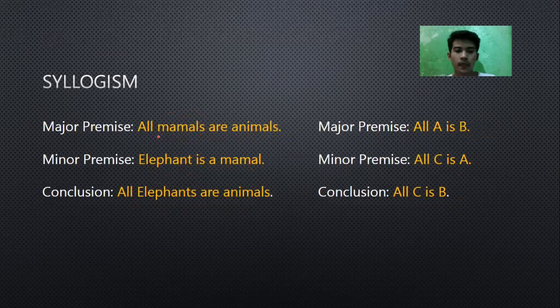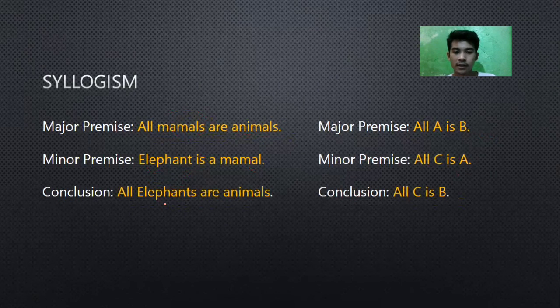Another example. The major premise here is, all mammals are animals. The minor premise is, elephant is a mammal. So the conclusion, therefore, all elephants are animals. Here the A is the mammals, and the B is the animals. And the elephant is the C, and the mammal is the A. So therefore, all C is B. So all elephants are animals. So that is the syllogism.